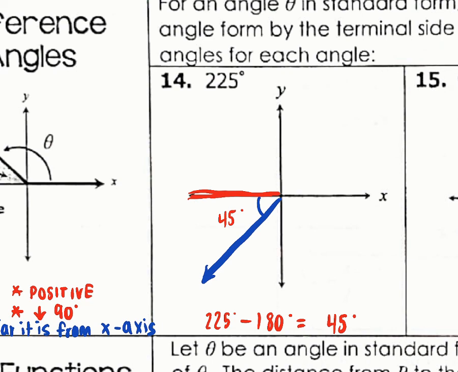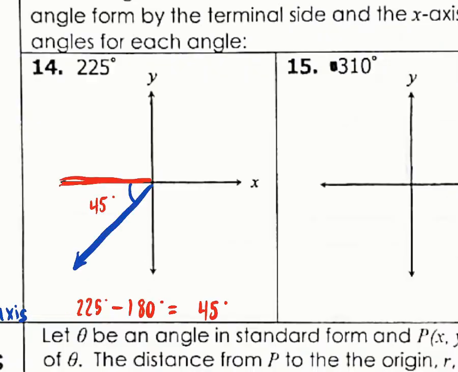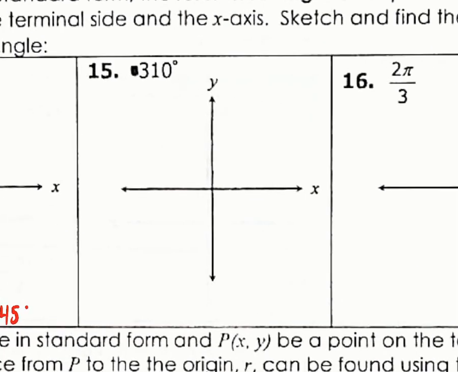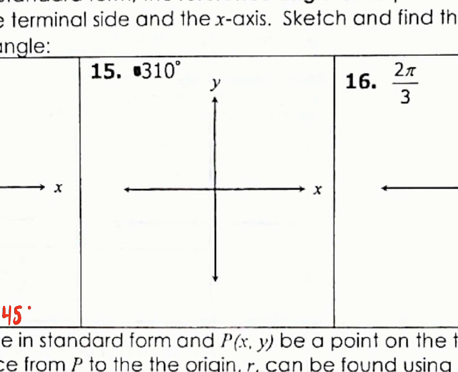That's my reference angle. Is that a positive number? Is it less than 90 degrees? Yes. Okay. Now look at the next one. That's positive 310 degrees. So right here is 90, right? Right here is 180. Right here is 270.